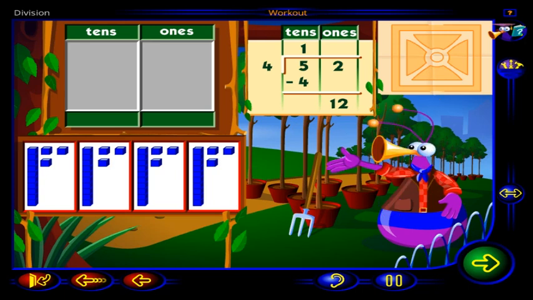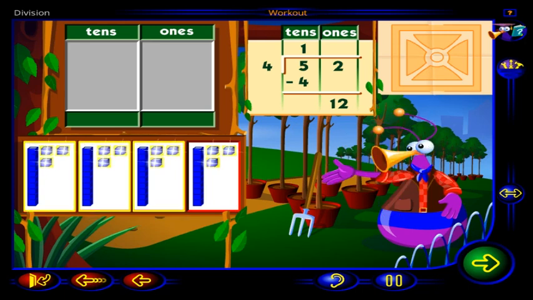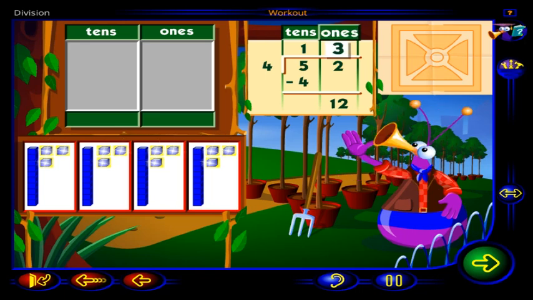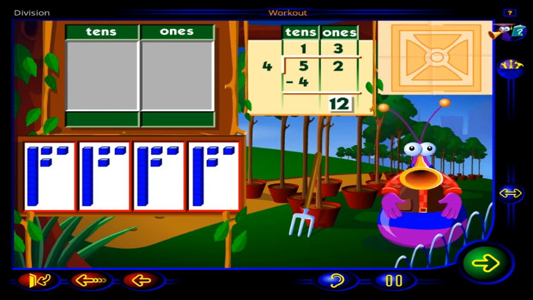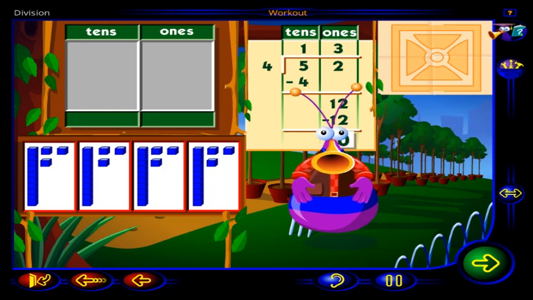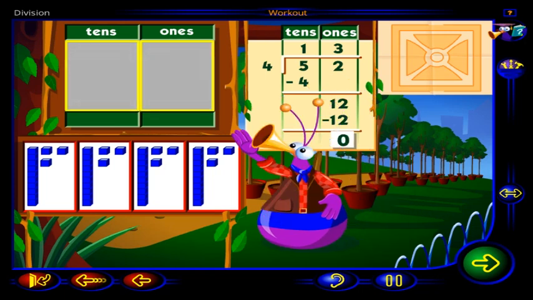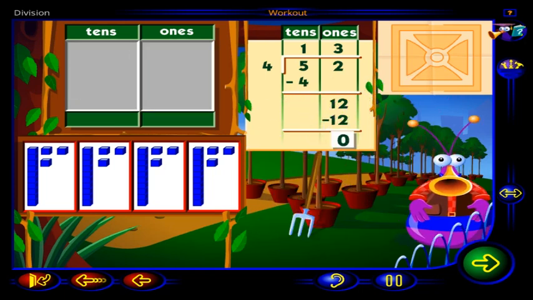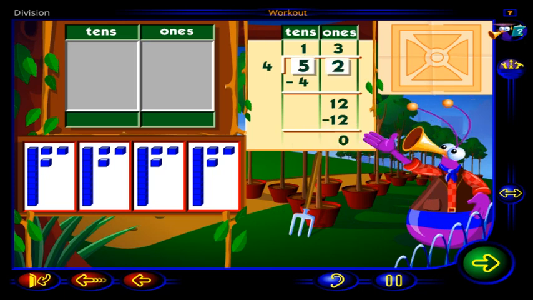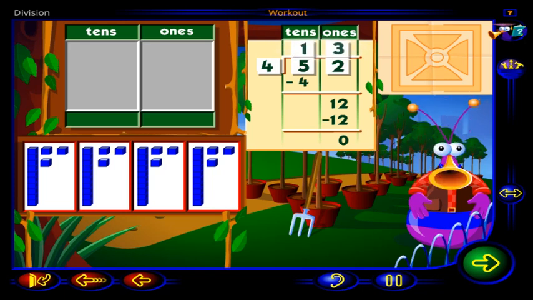To show that you put 3 ones into each of the 4 groups, you can write a 3 here in the ones place. You shared out the 12 ones you had, so you can subtract 12 ones here to get 0. There are no blocks left over here, and there is nothing left to divide. So 52 divided by 4 is 13.